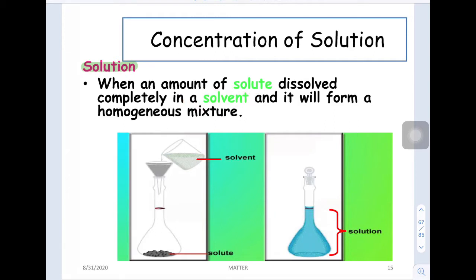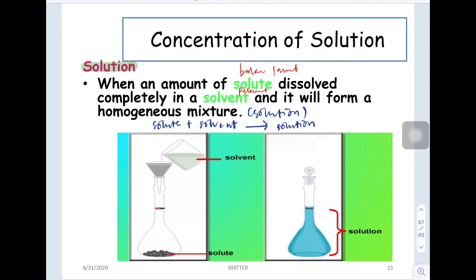Solute is the bahan larut in Malay language, and solvent is the pelarut. So we dissolve the solute, the bahan larut, into the solvent, the pelarut, and the product will be a homogeneous mixture, and this homogeneous mixture is what we call a solution. So if we represent it in an equation, when we have a solute, we dissolve it in a solvent, then we will get a solution.